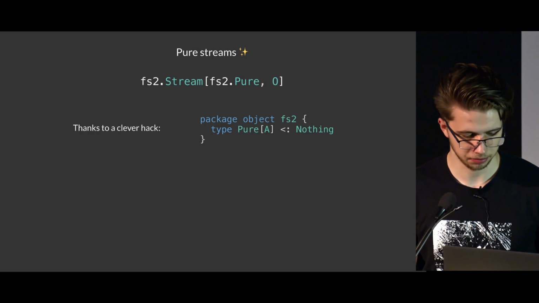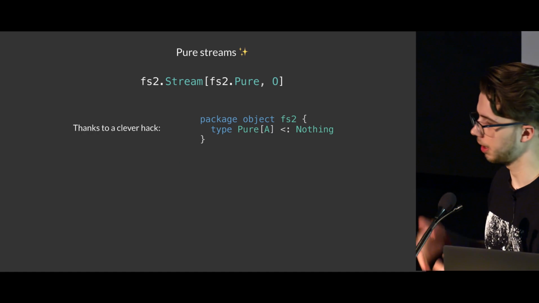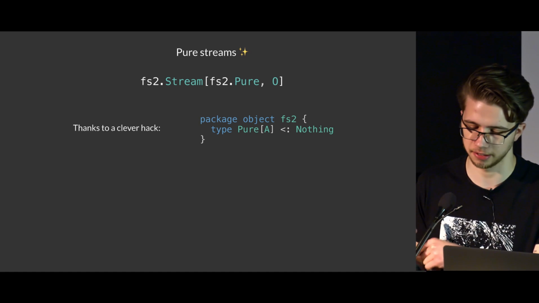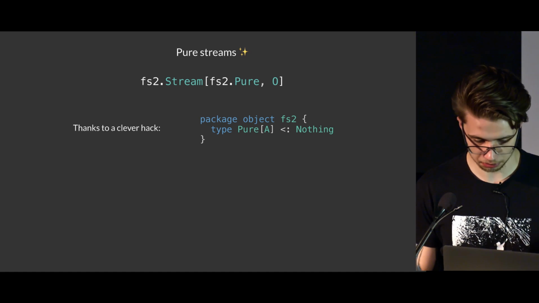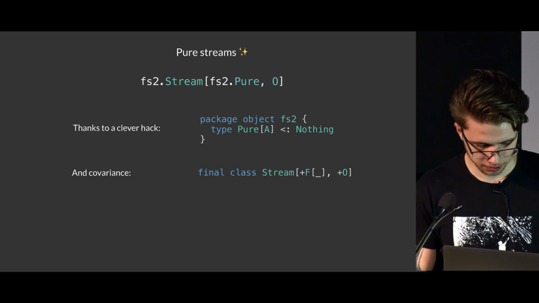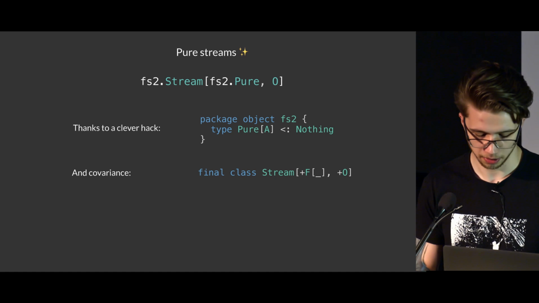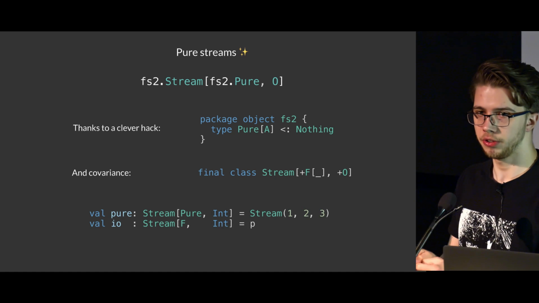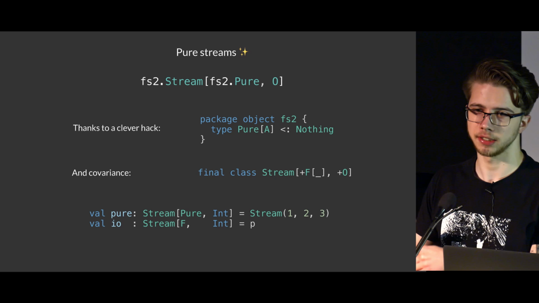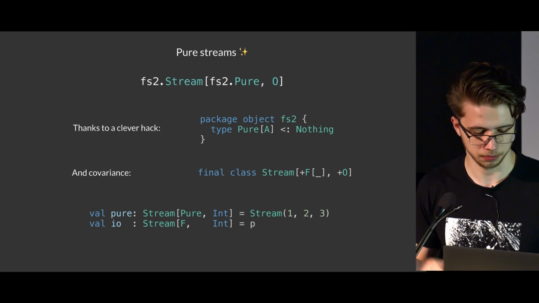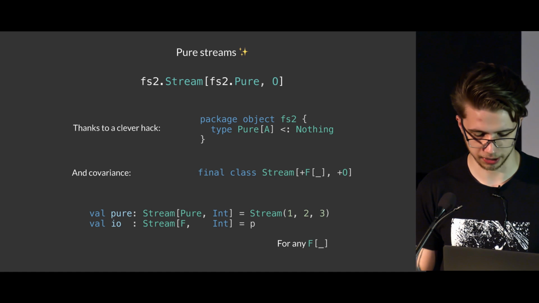And that works thanks to a clever hack, which is an abstract type member that's a subtype of Nothing. This is really crazy, and I still don't understand it, but it's also really cool. And that also is made possible by covariance of the actual stream type. So a Stream of Pure is actually a subtype of any Stream of F with the same output, right? So that works for any F.